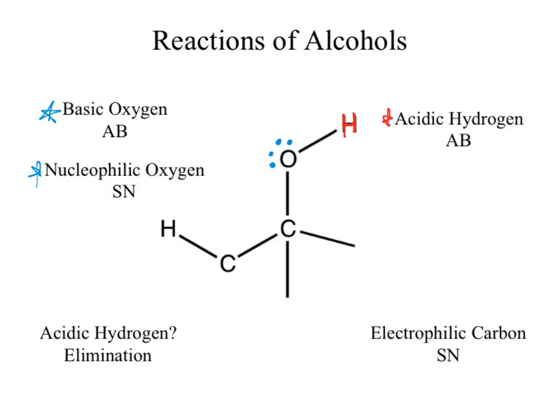Okay. Last ones. We've got an electrophilic carbon. And that carbon at the bottom is electrophilic. Why is it electrophilic? Oxygen is more electronegative than carbon, so it starts to suck that electron density away, making our carbon positive. So we have an electrophilic carbon, which means we have the potential for substitution.